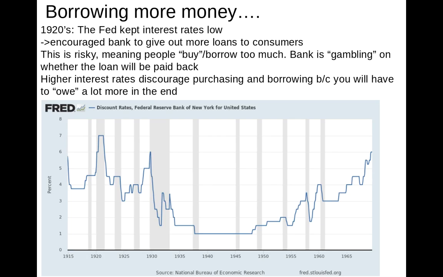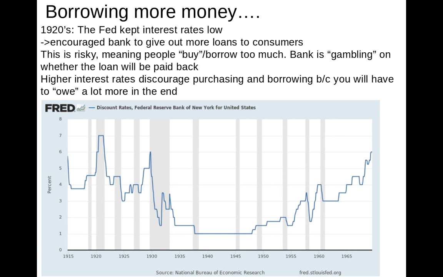All right. So let's go with interest rates in the 1920s. Under A, guys, I want you to know that the Fed kept them low. And what that does is it encourages more spending, right? So under B, guys, banks gave out more loans to consumers, even to companies. You guys should know that this is risky. People buy, meaning borrow, too much. And banks, you guys, are gambling on whether those loans will be paid back.